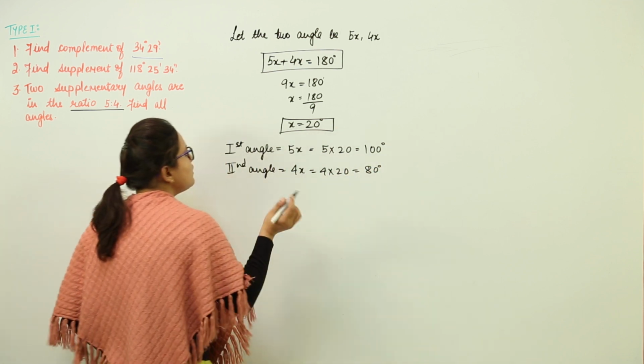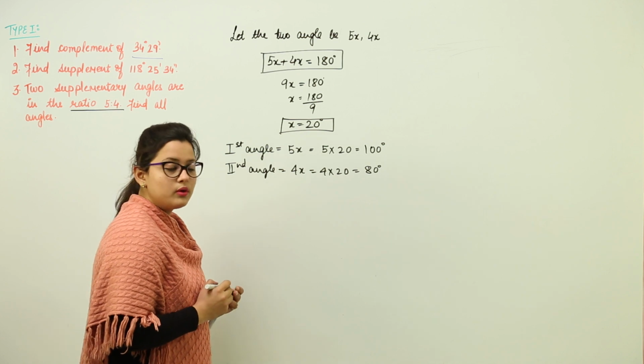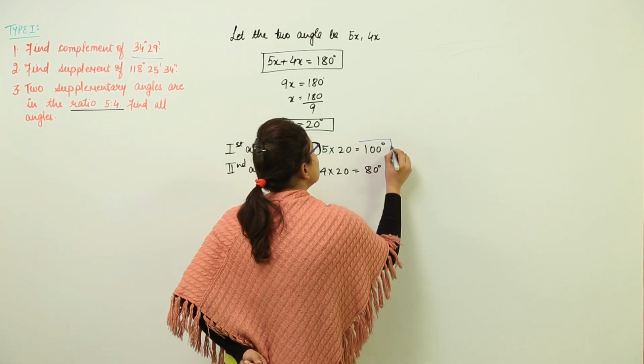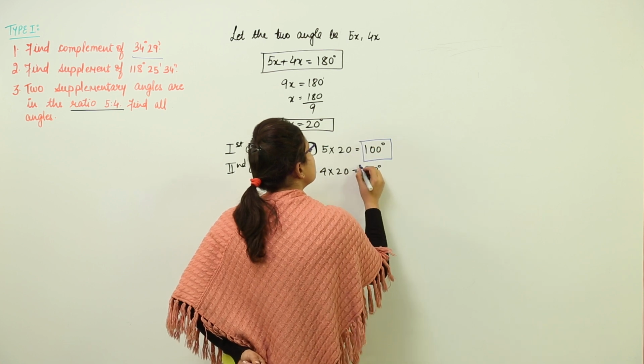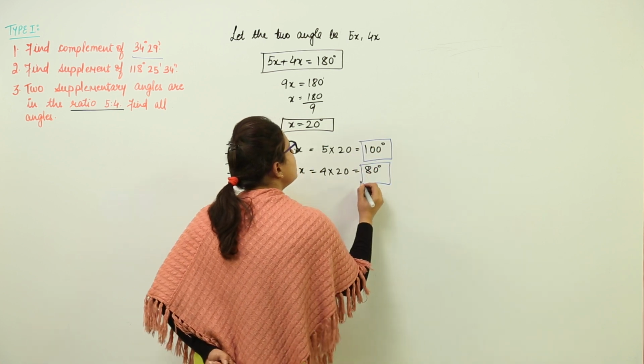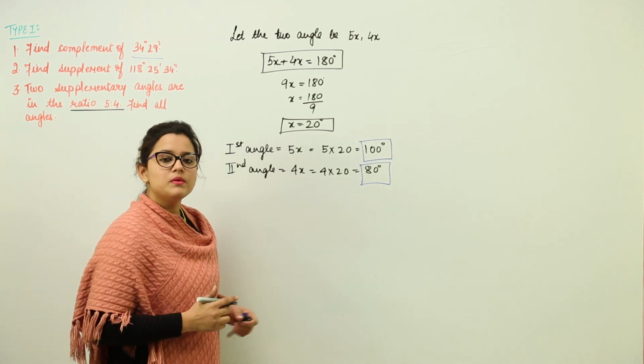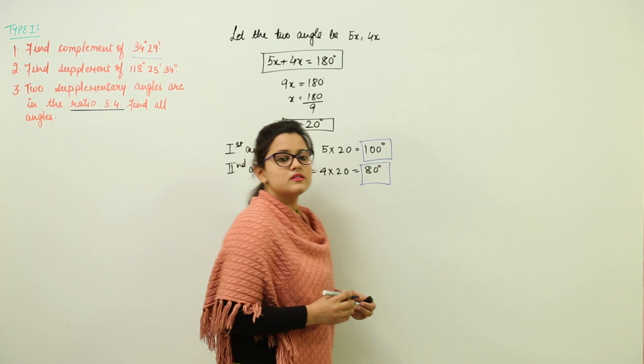Now you can even cross check your answer on your own, that is, you can add up these two angles and check whether they give you 180 degrees or not. 100 plus 80 add up to 180, that means these two angles are supplementary. That means we have found the answer correct.